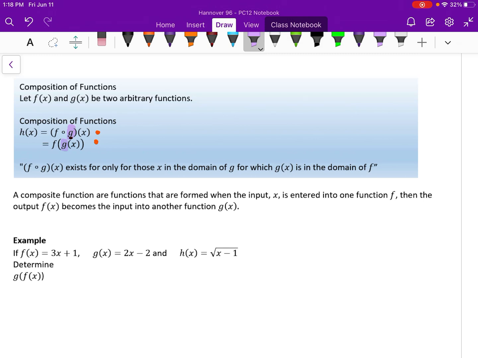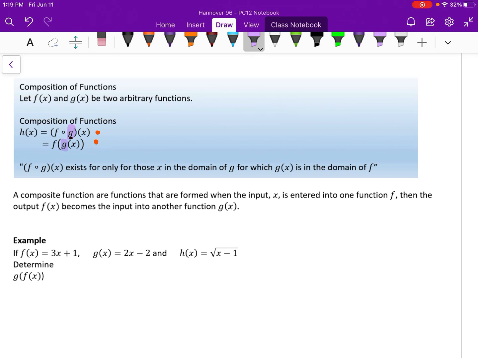All right, time for some nonsense. I actually don't even know if I truly understand this definition if I pick it apart. f composed of g of x exists for only those x in the domain of g for which g of x is in the domain of f. Fair enough.